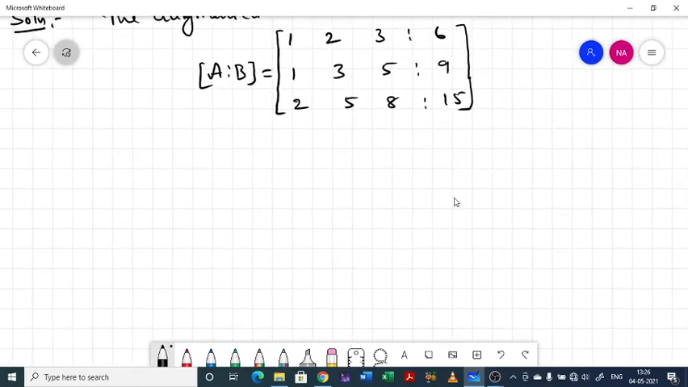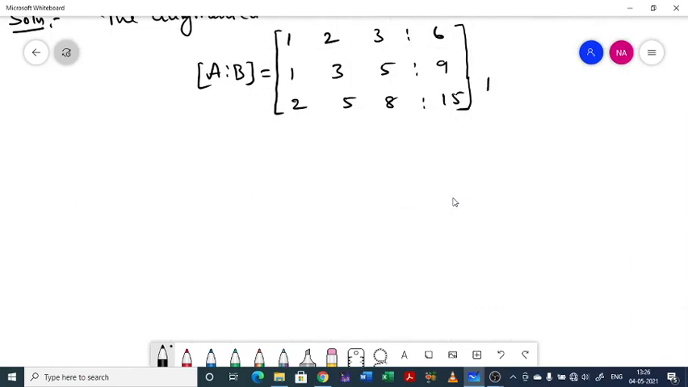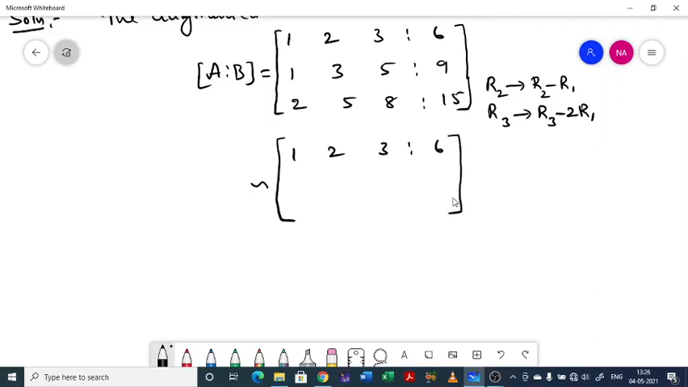What are the operations you have to use? That I will write here. R2 should change to R2 minus R1, no issue with this. R3 should change to R3 minus 2R1. Then this will be equivalent to 1, 2, 3 colon 6; 0, 1, 2, 3; 0, 5 minus 4 is 1, 8 minus 6 is 2, 15 minus 12 is 3.